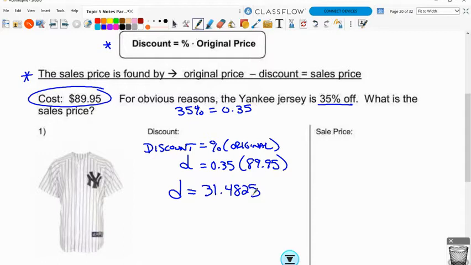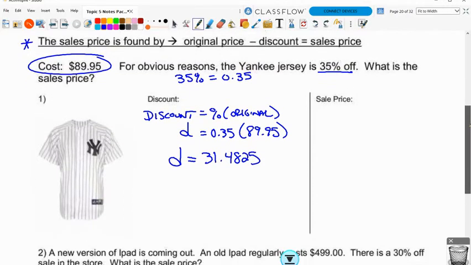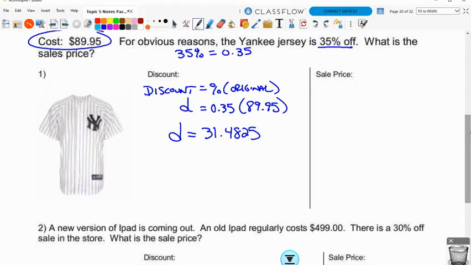Now, discount is money that you save, so your amount of discount has to be a dollar amount. This number cannot be our answer because it doesn't look like money. It has too many decimal places. So we're going to round it to the nearest hundredth. Right now, it looks like it's 48 hundredths. We check the thousandths place, which is a 2. That's not enough to round us up, so we're going to keep 31 and 48 hundredths as our discount amount.